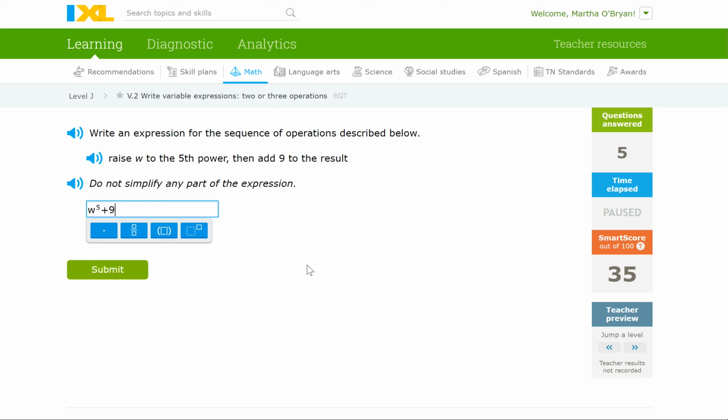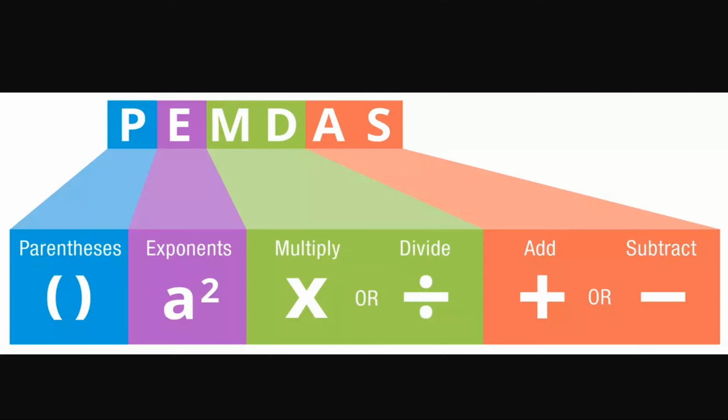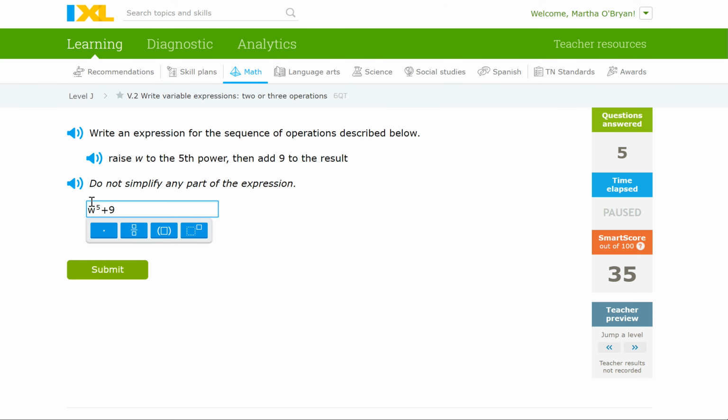Now I know that this is correct, no parentheses needed, because exponents are always done first according to the rules of PEMDAS. So the w to the 5th power will be done first, and then 9 will be added to it. It follows.